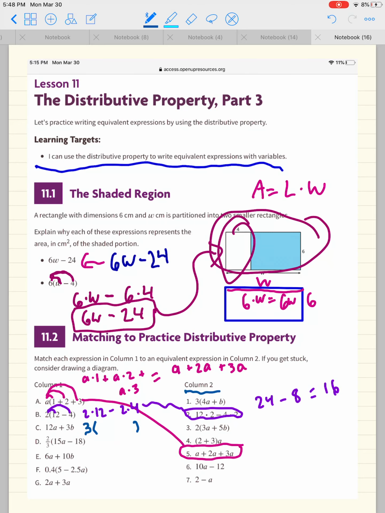Now on the inside, you're going to put the number that you multiply by 3 to get 12 and 3. So 3 times blank equals 12. It's 4. So 4A plus, and 3 times 1 is 3, so you're just going to put 1B or B in there. That is the same as you see right here.